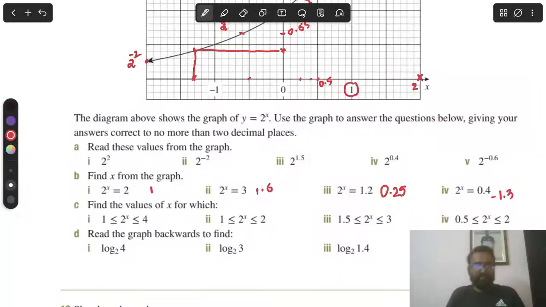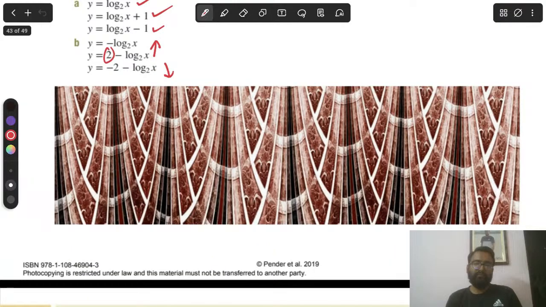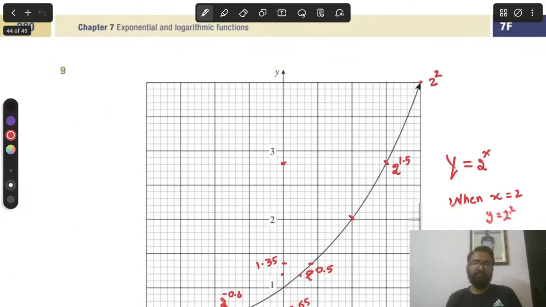Find the values of x where the graph lies between 1 and 4. So you will get some interval. Look at the graph. From which value of x is the graph lying between 0 and 4?